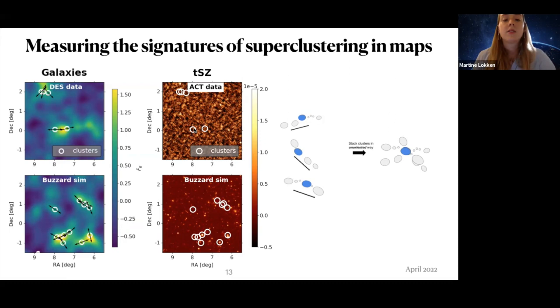So in general, stacking is used to augment the signal to noise in noisy maps. It's done a lot with the tSZ effect, because as you can see from this image of the real ACT Compton y map, it's quite noisy when you compare it to this image from the Buzzard simulations, where you can see those halos in very clear detail. And so people do this a lot, stacking on clusters to bring out the signal to noise on the central stacked cluster.